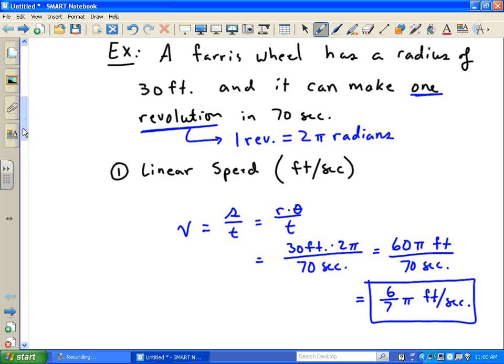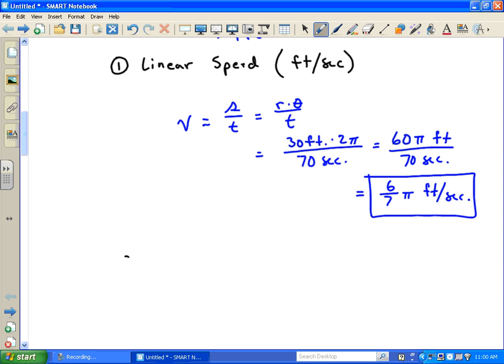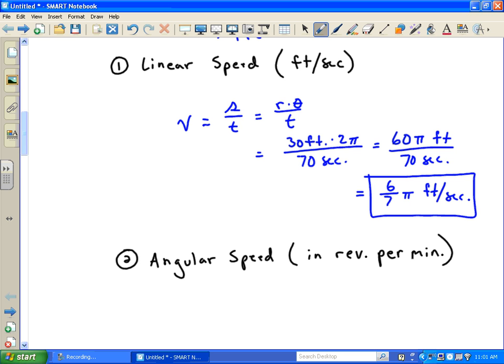Let's now go and find the angular speed. Often, for angular speed, they ask you to find the angular speed in revolutions per minute, or revolutions per some time measure. This particular problem is easy to think about because they actually told us that you go through one revolution in 70 seconds. So they have essentially given us this angular speed, but do notice that they're wanting it in minutes, not seconds.